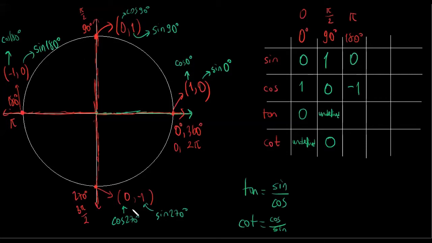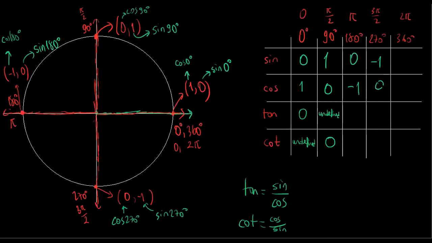So let's write cosine of, or let's start with 270. Let's write 270 first. 270 degrees, and we have 360 degrees. 3 pi over 2 and 2 pi. Okay, sine of 270 degrees is -1, as you see. Cosine of 270 degrees is 0.